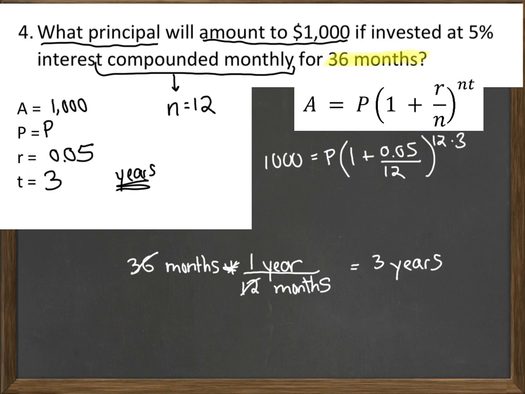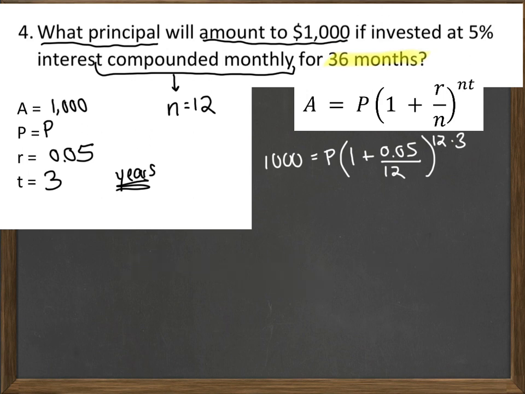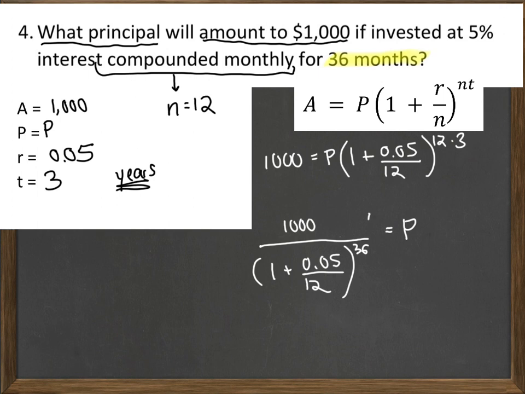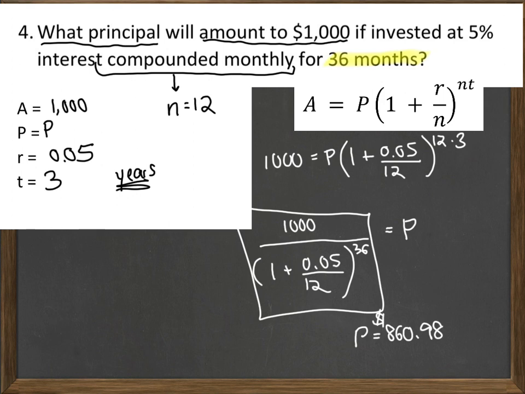You can do this however you want to. What I like to do, because I like the idea of being able to type everything into my calculator all at once, is rearrange this. Before I do that, I'm going to erase this because I'm kind of out of room. I'm going to rewrite this as 1,000 divided by (1 plus 0.05 over 12) raised to the 12 times 3, which is the 36 power, is equal to P. Again, if you're clever, you should be able to type this into your calculator, hopefully all in one step. When I do that, I get that the principal would have to be $860.98.